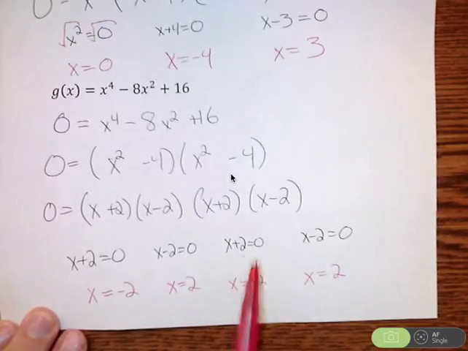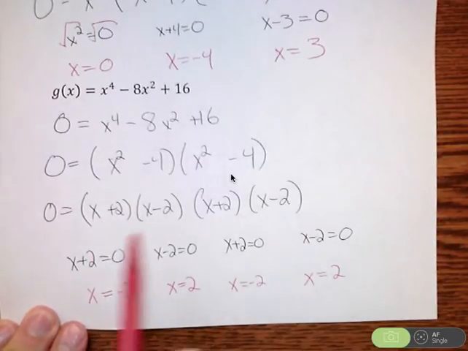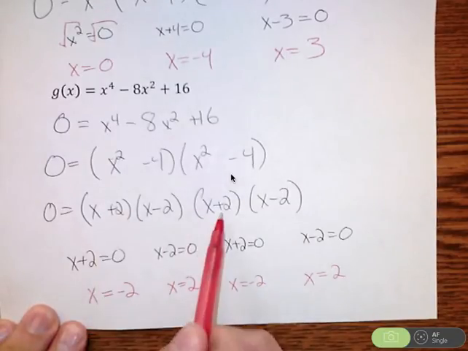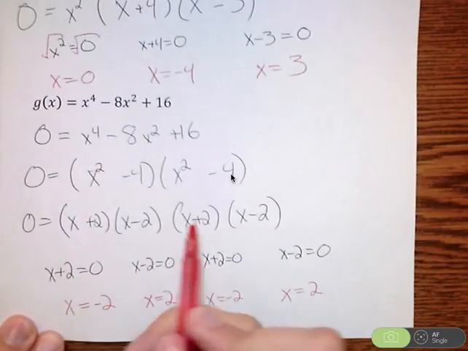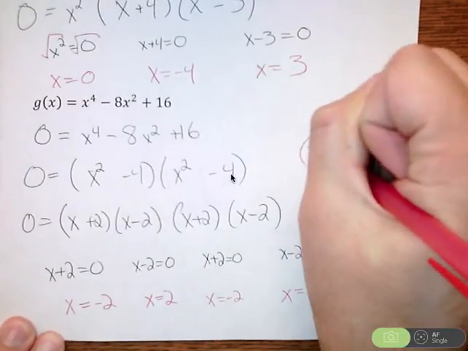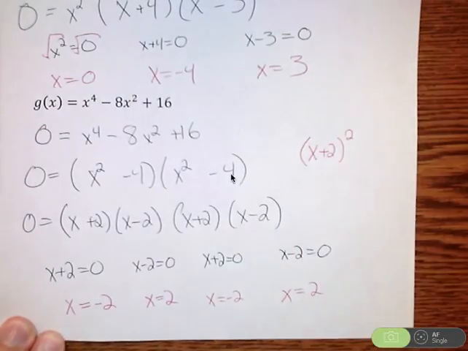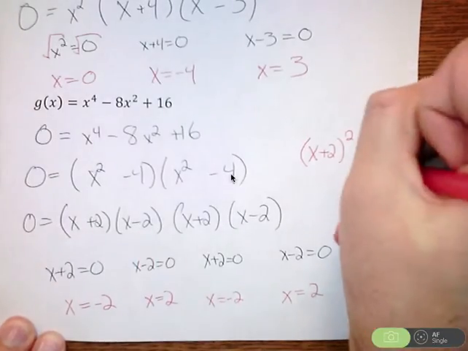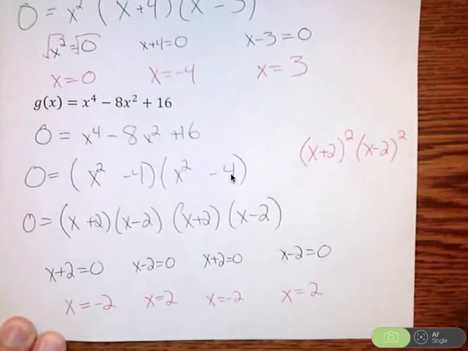Before I go, one more thing I want to mention is when you have it completely factored out like this, notice how we have x plus 2 show up twice. You might see this same problem written out differently. Since it shows up twice, you can write x plus 2 squared. And notice how x minus 2 shows up twice. So you can have x minus 2 squared.